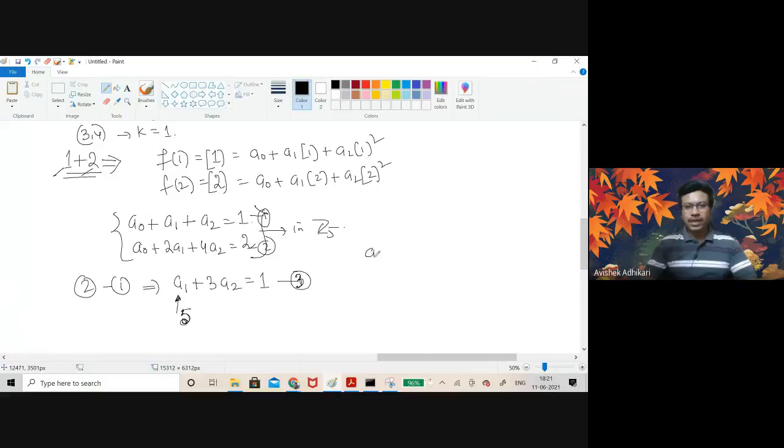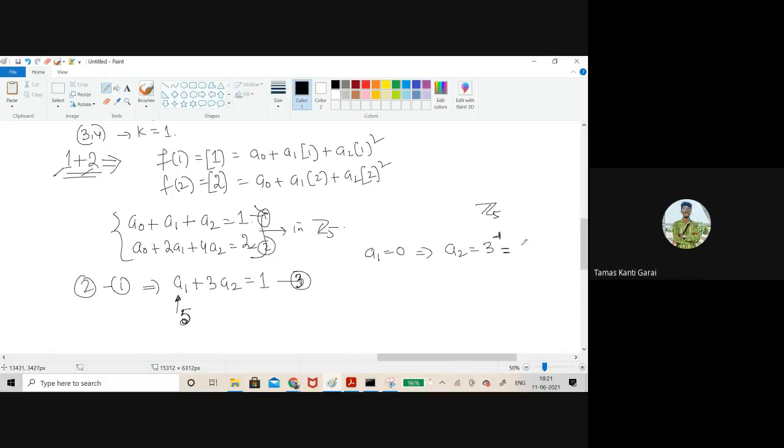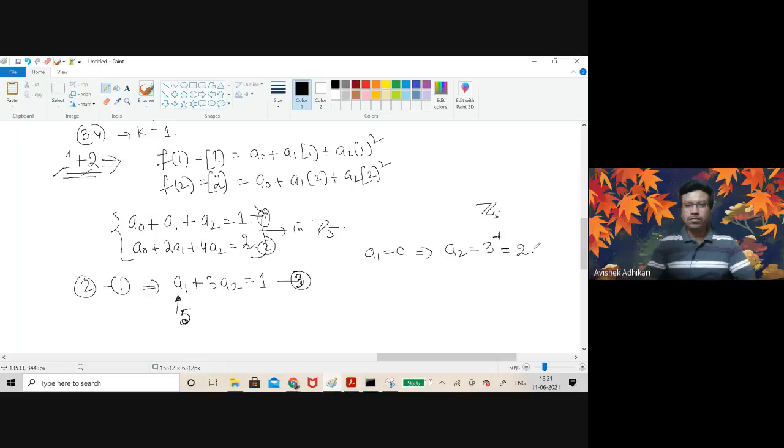Suppose you assume that a1 is 0. Then what is the value of a2? It will imply a2 value is 1/3. That means 3 inverse. Remember, we are now in Z5. What is 3 inverse in Z5? Quickly, anybody? 3 inverse in Z5? 2. Okay, so if a1 equal to 0, then a2 equal to 2.